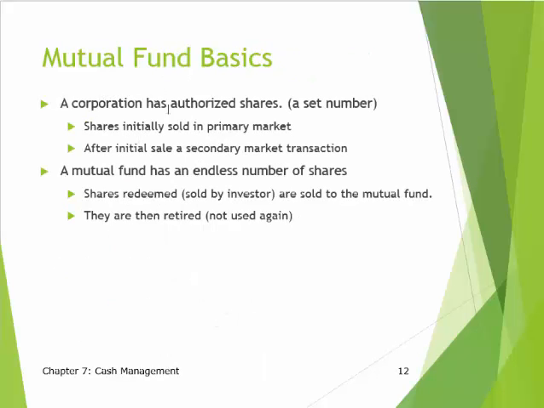Again, a mutual fund is a corporation, has authorized shares. They're initially sold in the primary market, and after the initial sale, a secondary market transaction happens. A mutual fund, though, is different. Shares are redeemed, right? They're sold in the primary market, but they are redeemed by the mutual fund. So they are brought back to the mutual fund, and then they are retired. They're never used again. So the shares of stock that you buy from an open-end mutual fund, you buy from the company, and then you redeem them or issue them back to the company, and then they are destroyed. Those code numbers are then destroyed.